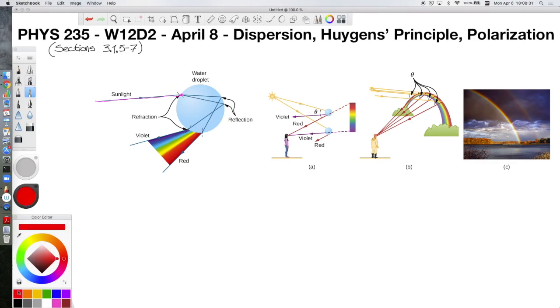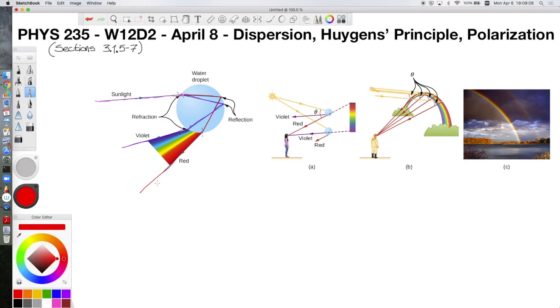So we're going to deal with red and purple because they're at the ends of the spectrum. So red bends the least, and purple bends the most. And then at the back side of this water droplet, we have total internal reflection that occurs. So the red ray is reflected down that way, and the purple ray is reflected this way, and then each of them refract one more time as they exit the water droplet. And the light has now been dispersed into its component colors.